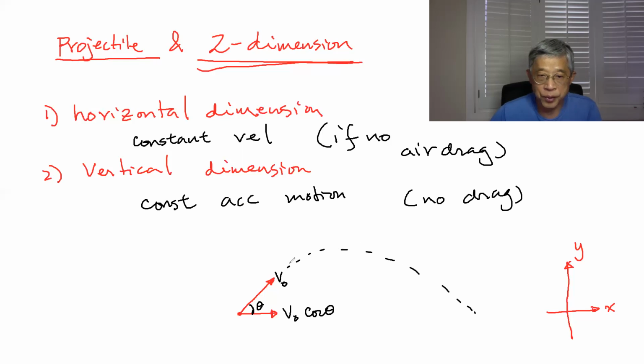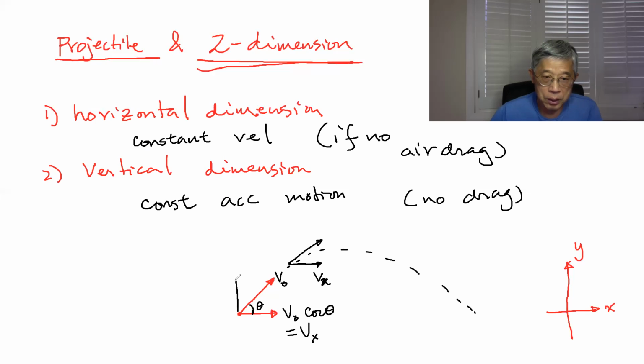So if you look at a different position, right there, this would have a horizontal component, and it would remain the same. That's called vx. This would still be vx. That doesn't change, okay? And the vy is changing though, right?